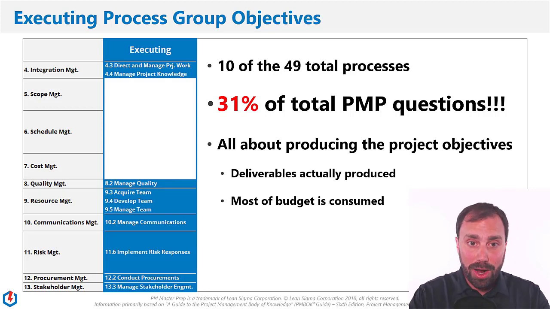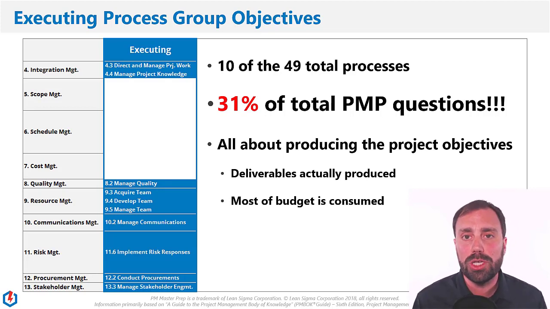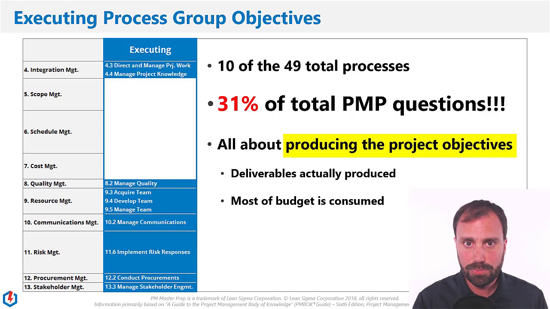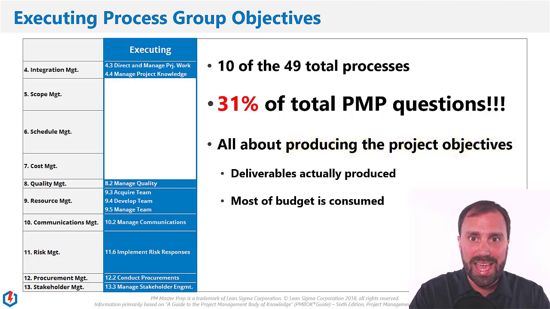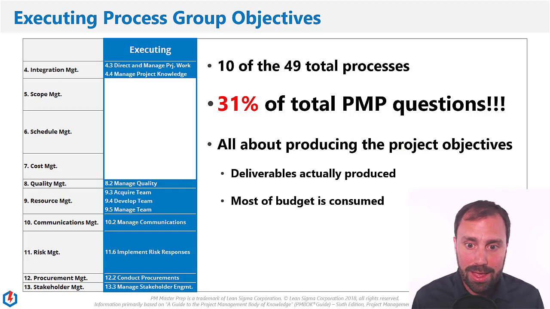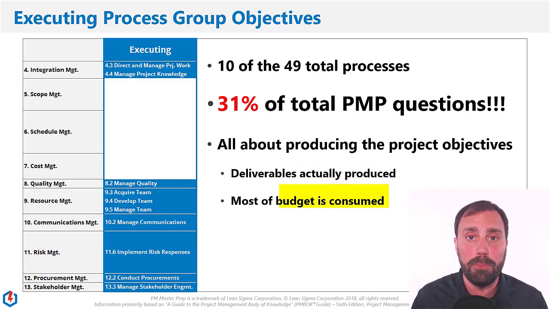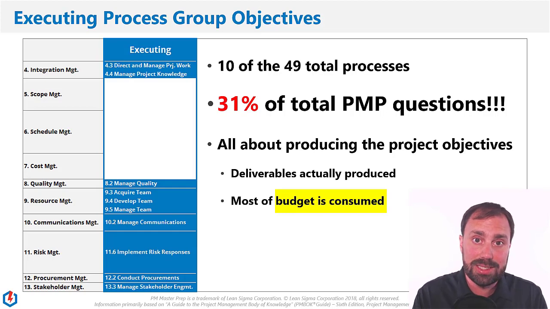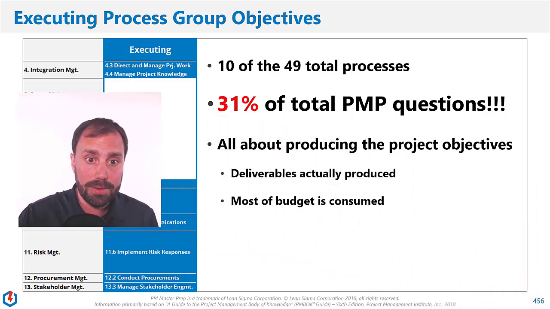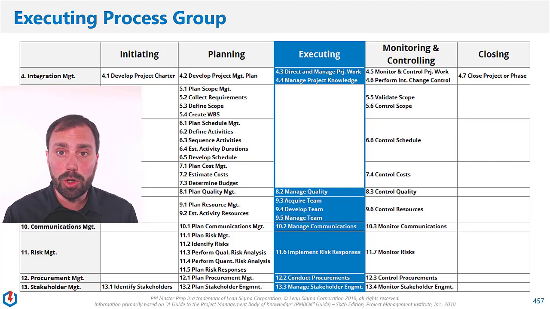This process group is all about producing the project objectives. What we set forth in this project to do. What are the deliverables? This is where we actually create them, okay? And so we produce the deliverables. And honestly, this is where a ton of our budget is spent. So you got to know those things. This is where we're going to spend our budget over these 10 processes, okay? So, all right. Let's go through the why.